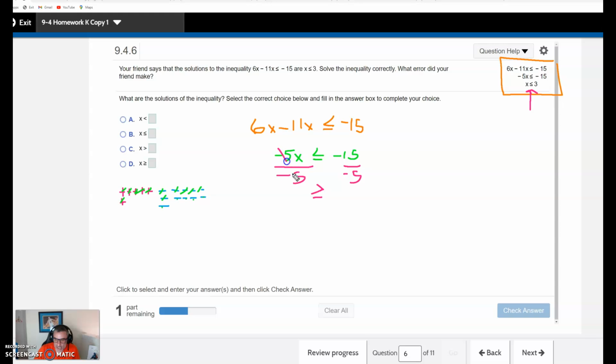All right, on the left-hand side, these cancel. I get x is greater than or equal to. Negative divided by negative is positive. 15 divided by 5 is 3. So he got x is less than or equal to 3. He should have gotten x is greater than or equal to 3.